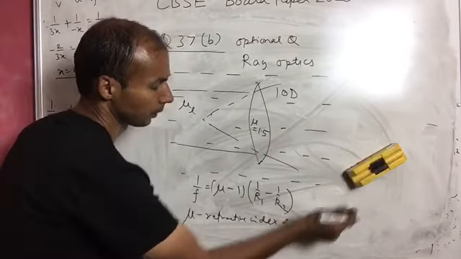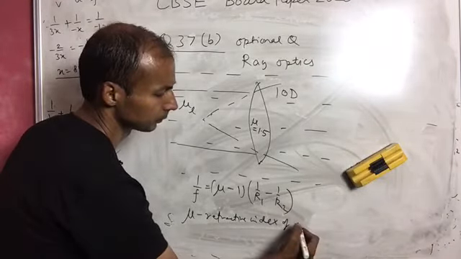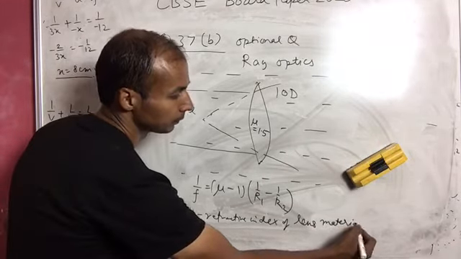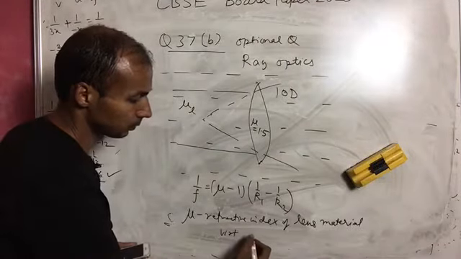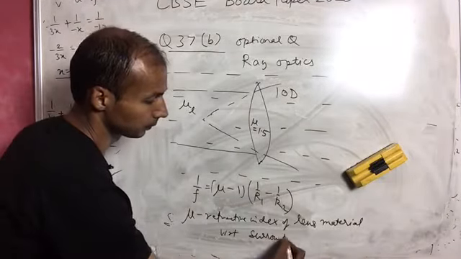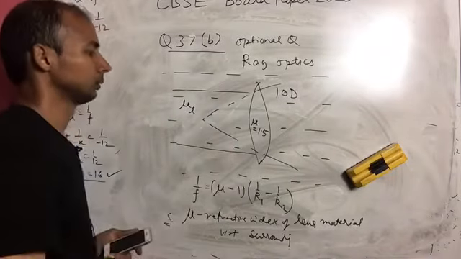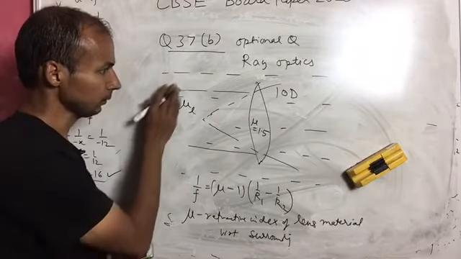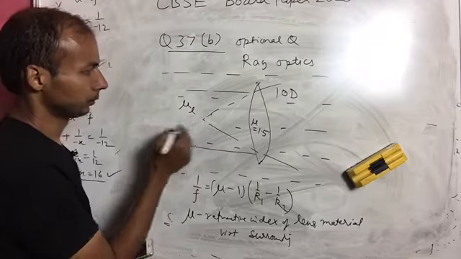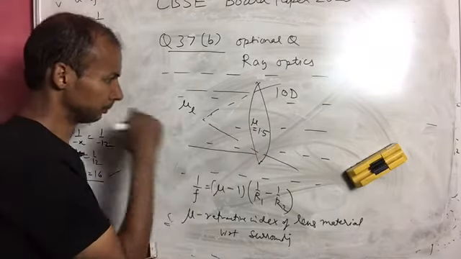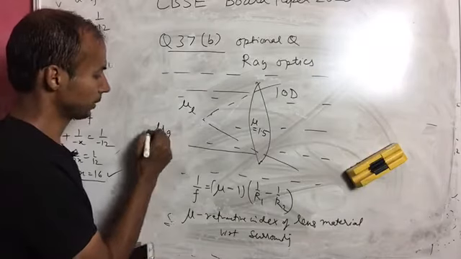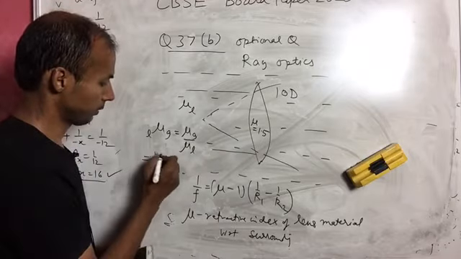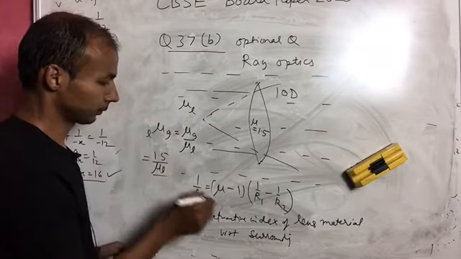of the lens material with respect to the surrounding. यहाँ पे तो surrounding liquid है. So refractive index of glass is this much. So refractive index of glass with respect to liquid is refractive index of glass by refractive index of liquid, which is 1.5 by mu L. That is the value of mu here.